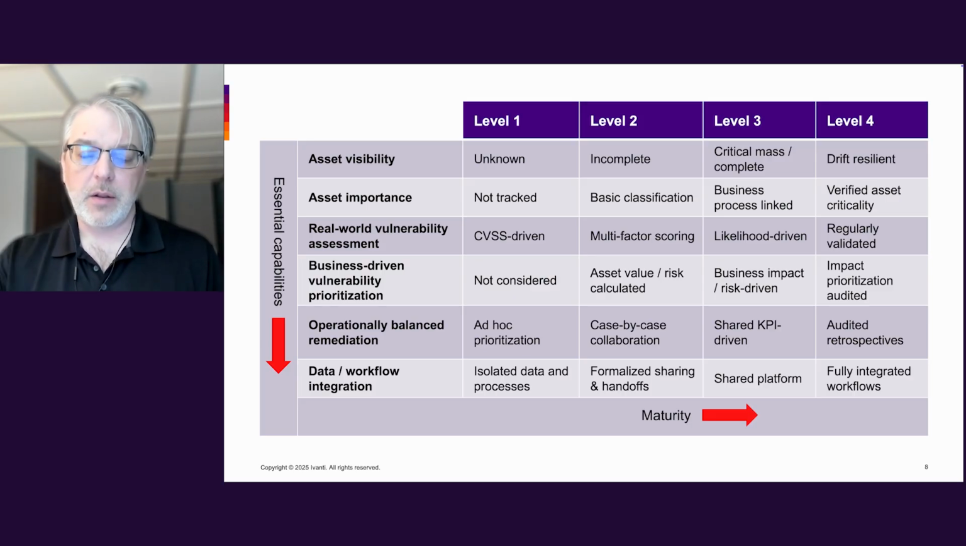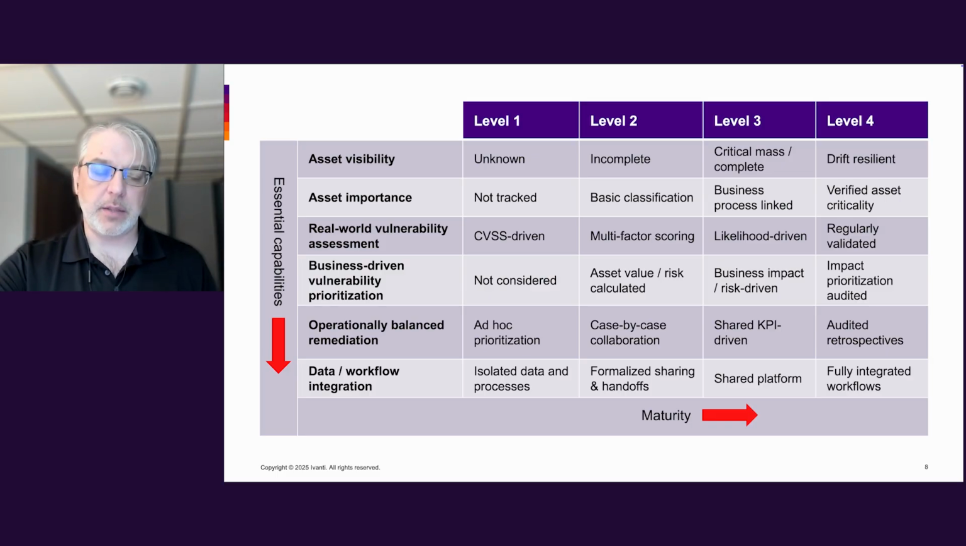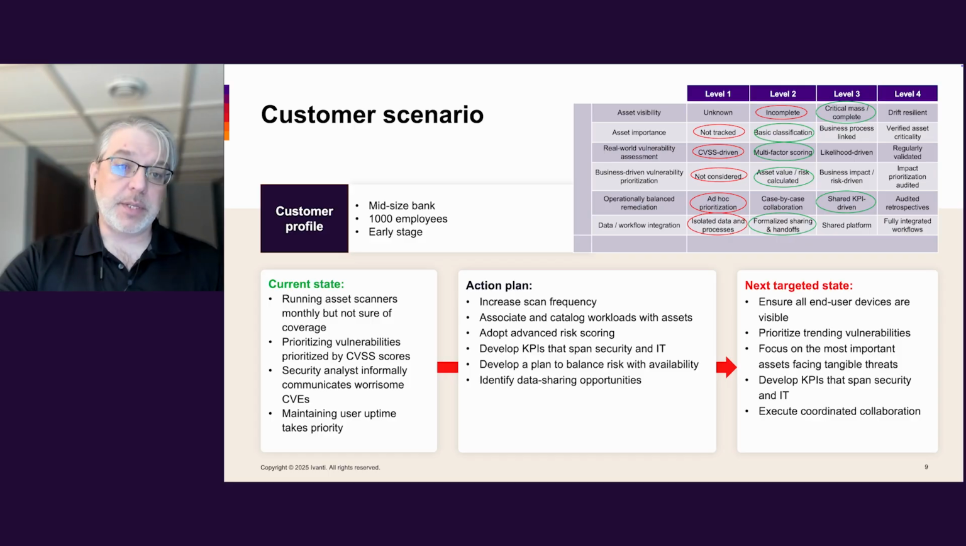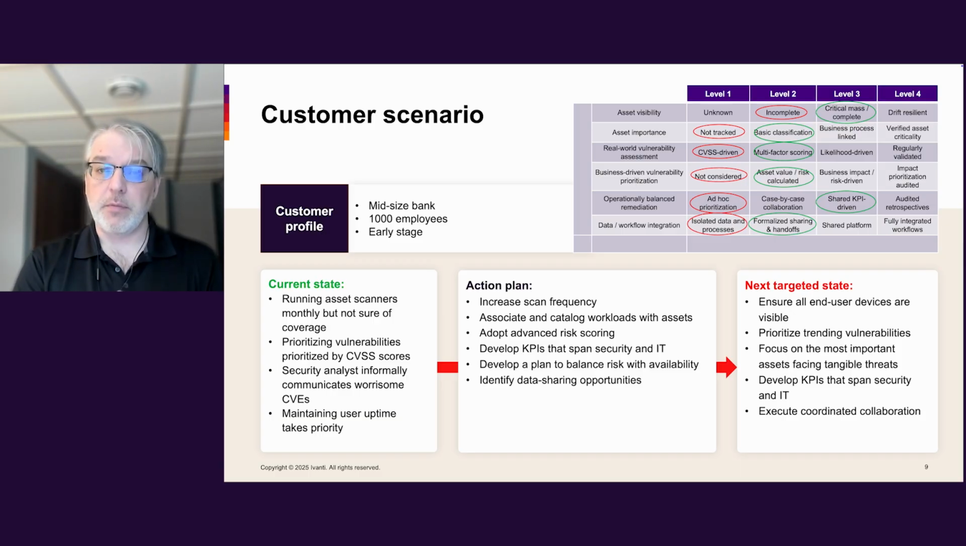So with that, we're actually going to walk through an example, taking together a lot of conversations we've been having with organizations and giving you an example of what this looks like. In our example here, we're going to take a mid-sized bank, 1,000 employees. They're at an early stage of this exposure management journey within their organization. They're obviously in a regulated vertical.